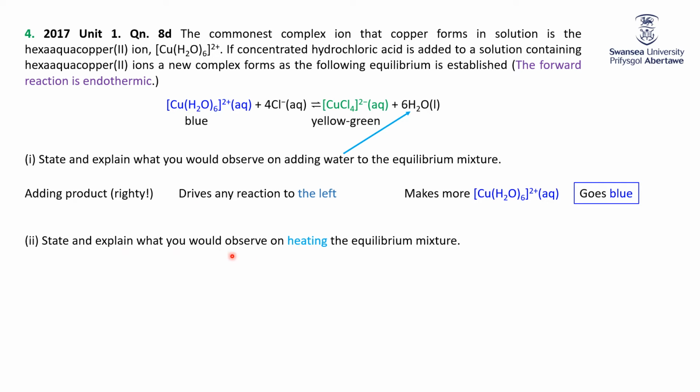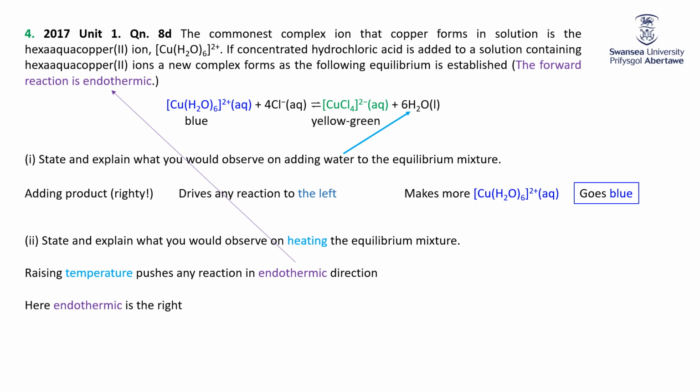State and explain what you'd observe on heating the equilibrium mixture. Well, for any reaction, when you raise the temperature, the reaction goes in the endothermic direction. Here we're told the forward reaction is endothermic, so therefore raising the temperature pushes the reaction towards the right. As we push it towards the right, we're going to make more of this CuCl4 2-, which is of course yellow-green. So heating it up means the reaction is going to be turning yellowy green from the blue.